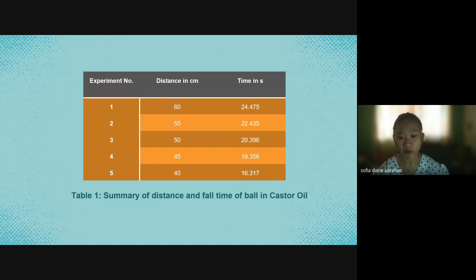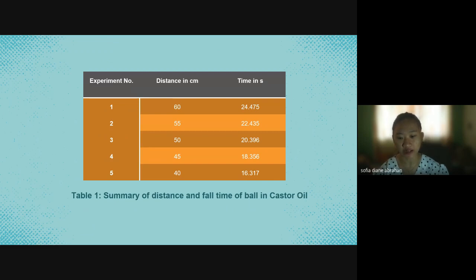At a time of 20.96 seconds, the ball dropped at a distance of 50 centimeters for trial 3. Aside from that, trial 4 acquired values of 41 centimeters and 18.356 seconds for distance and fall time respectively.